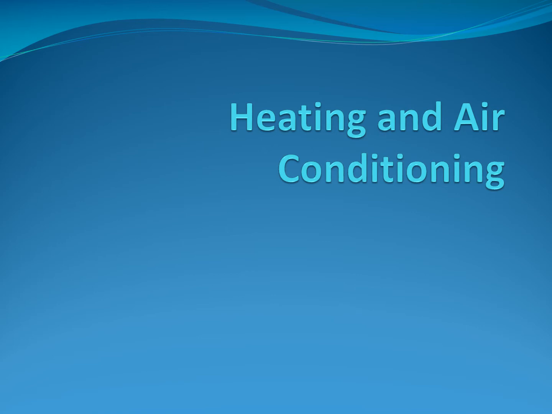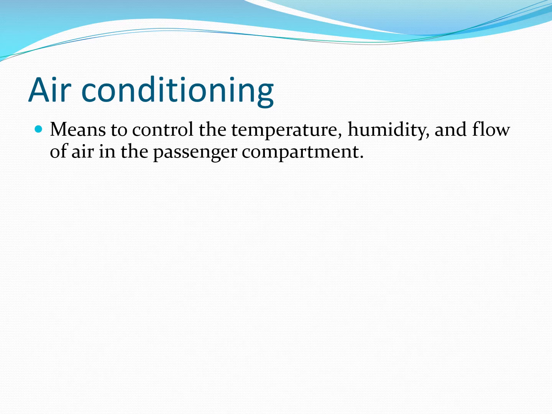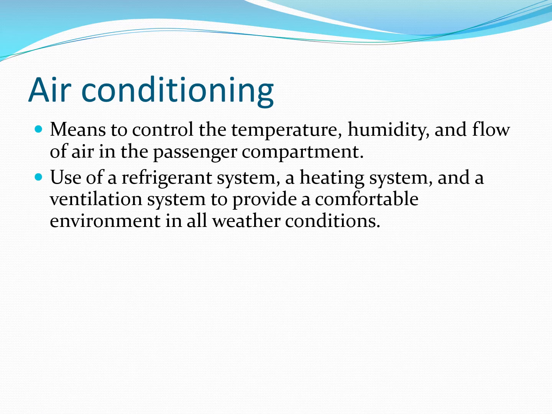When people mention air conditioning, what they're usually talking about is the cold air that comes out of the vents on your automobile. So it's important to understand that when we talk about air conditioning in the automotive industry, this is a means to control the temperature, humidity, and flow of the air in the passenger compartment as a whole, not just the cold air coming out of the vents on the dashboard. This is the use of a refrigerant system, which is what we're talking about there. That's the cold air, but also the heating system, which is going to include the coolant and the heat from the engine that is going to be absorbed by the coolant coming into the vehicle, and a ventilation system to provide a comfortable environment in all weather conditions.